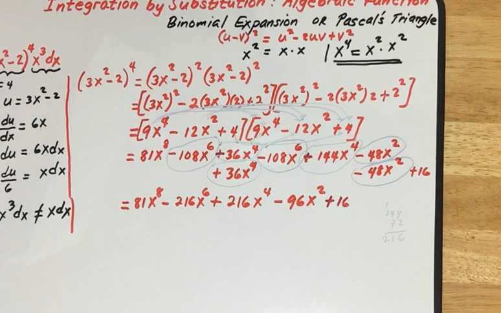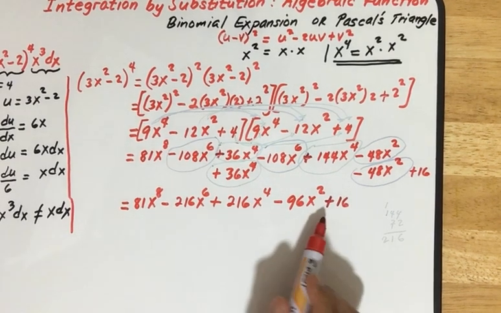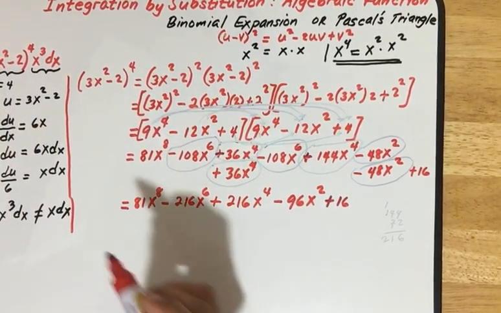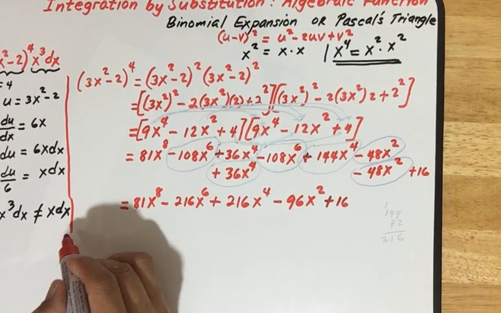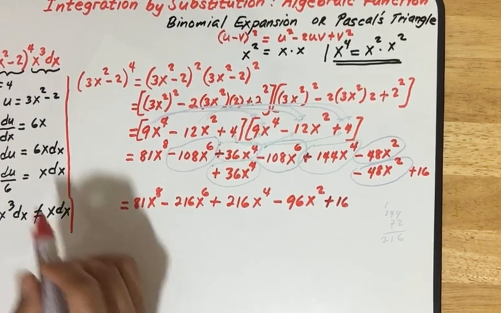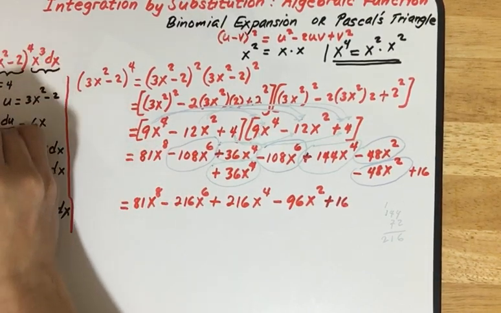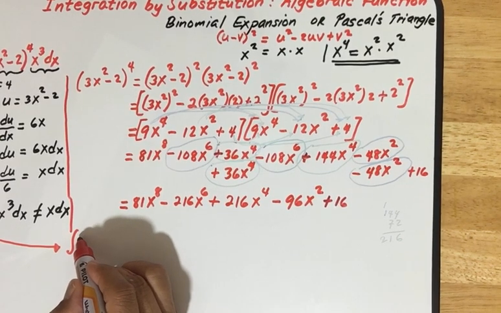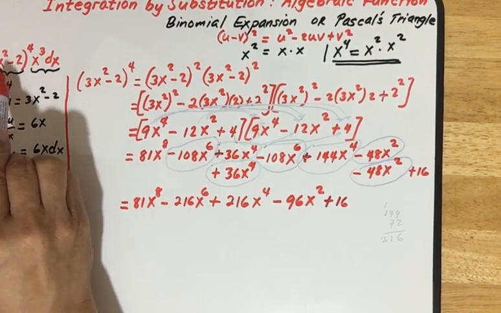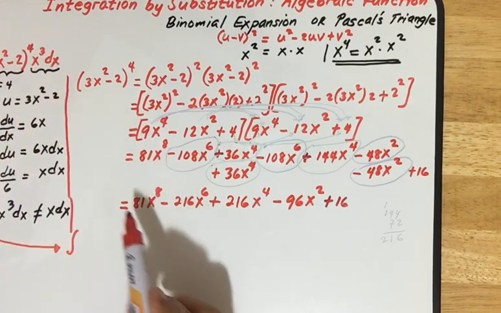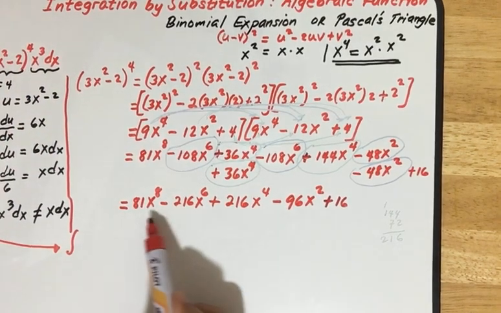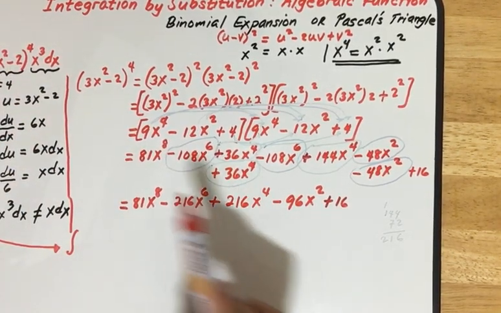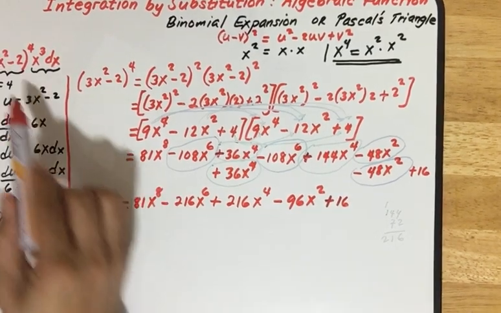So now we are going to substitute this in this integral. So we will have the integral. I'll just copy this one, class. So from here, we have the integral of (3x^2 - 2)^4; we will replace this, we have to substitute this one here.